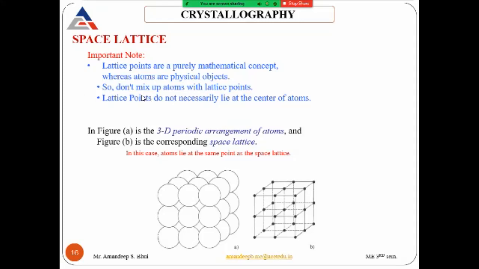This is my lattice structure, in which the end points, or the corner points, are depicted by small dots, or lattice points. So this is my lattice structure. This is my atomic structure on the left hand side, and this is my lattice structure. Okay.